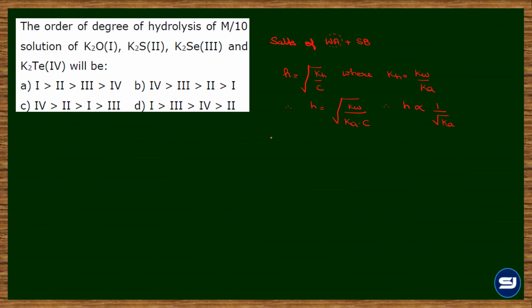Now, the acids in consideration are water, hydrogen sulfide, hydrogen selenide, and hydrogen telluride. And the acidic strength of these hydrides of group number 16 increases down the group, hydrogen telluride being the strongest acid. So the acid which is strongest, the hydrolysis would be least in that case. Therefore, the hydrolysis order would be 1, 2, 3, and 4. Answer would be option A.